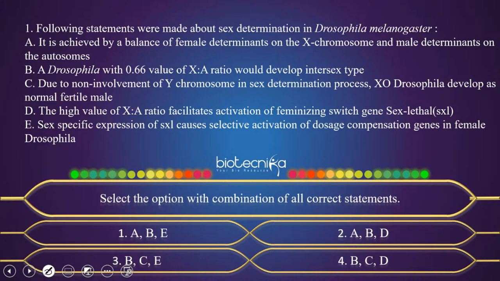And E over here is also wrong, because what did I tell you? Sex-specific expression of SXL causes selective activation of dosage compensation. Just now I told you, in female Drosophila, dosage compensation will happen only in male Drosophila. So E is also not correct. This is correct. High value of X:A means if the ratio is 1 or more than 1, it facilitates activation of feminizing switch. The Sex lethal goes to the female pathway, no? That's why. Yes, that's right, Nupur. Very good. It is not 1 because dosage compensation is in male and not in female, right?